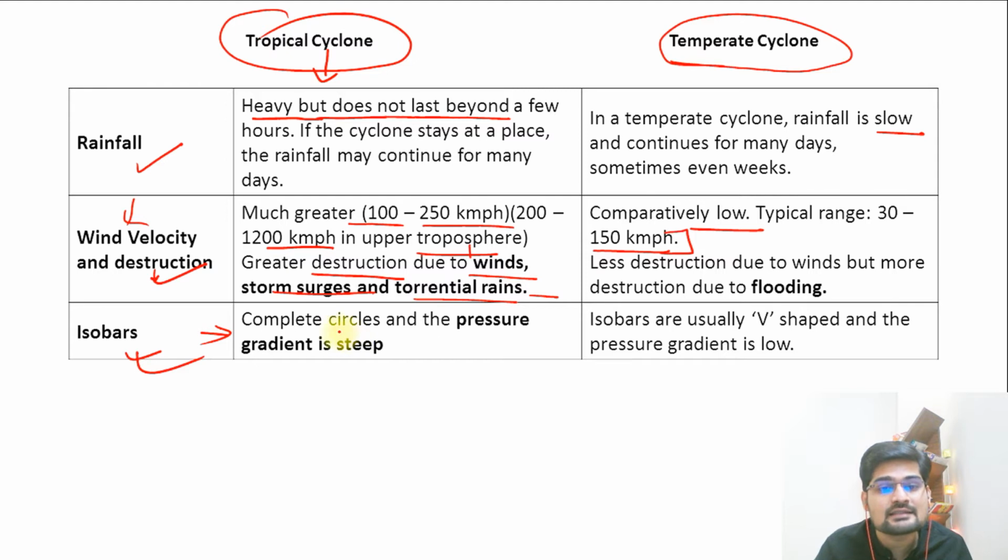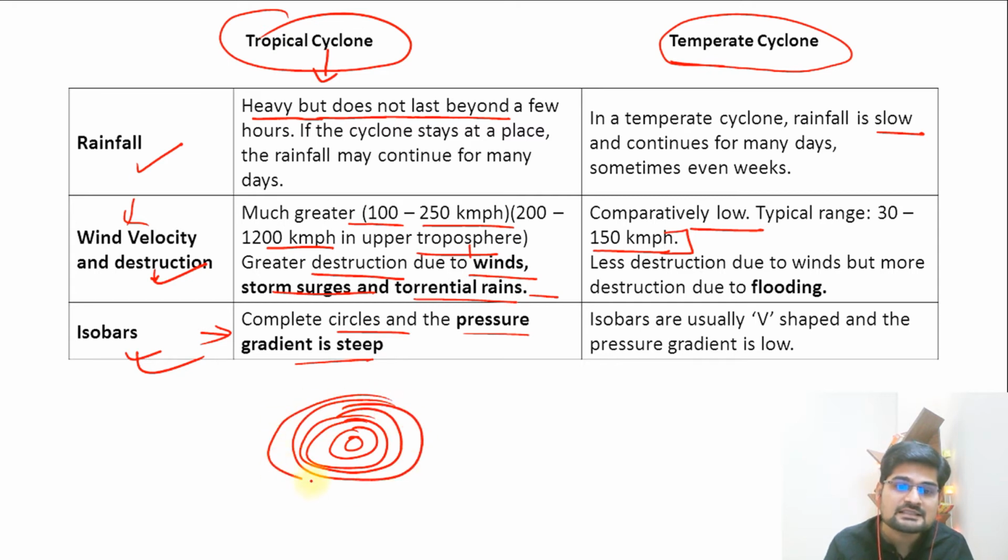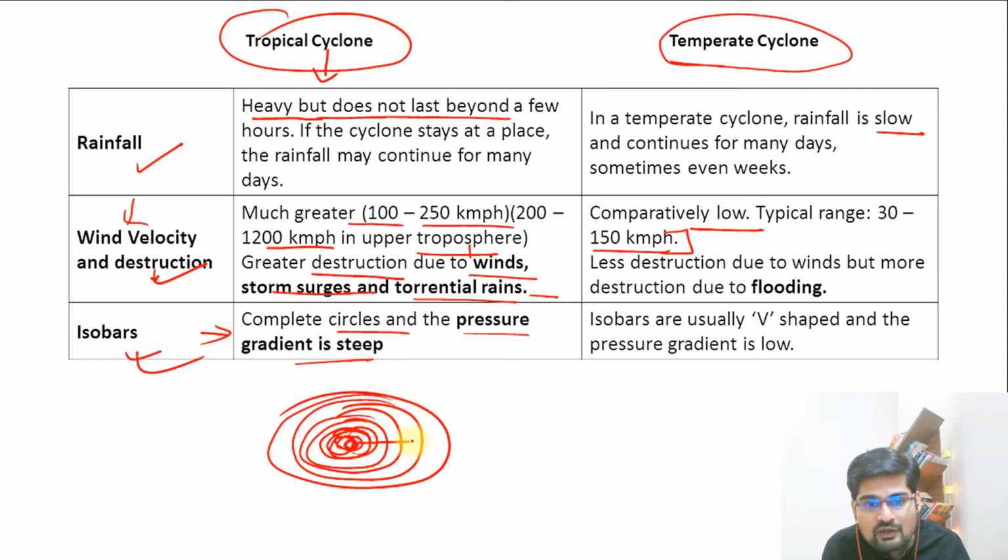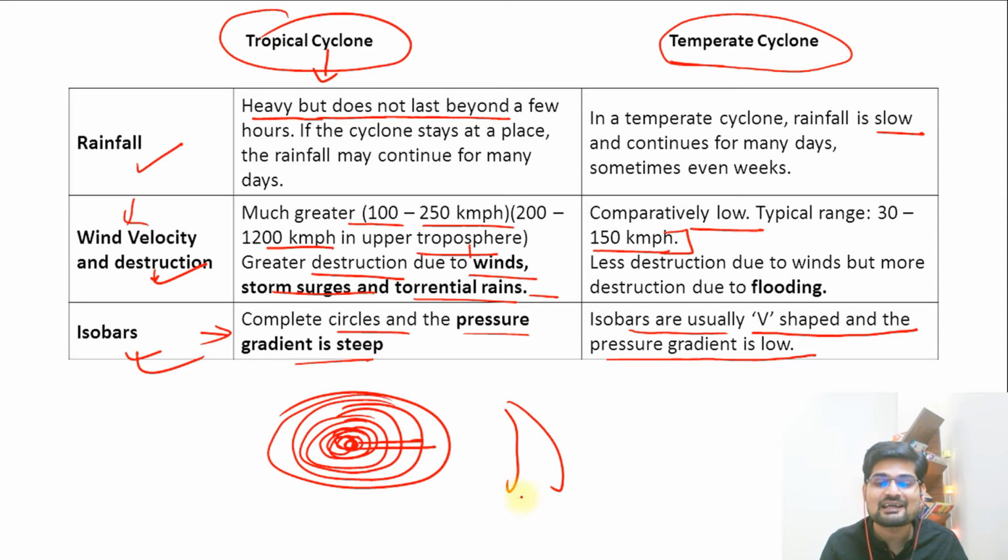So complete circles and the pressure gradient is steep. Remember, these isobars are complete circles with a steep pressure gradient. So these isobars are very closely spaced, which means the pressure is falling steeply. But in the temperate cyclone, the isobars are usually V-shaped and the pressure gradient is low. So remember this diagram. The pressure gradient is not as steep in comparison to the tropical cyclone. So that is important here.